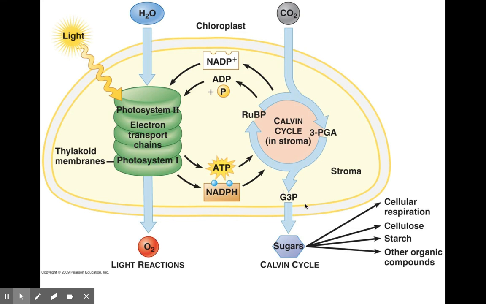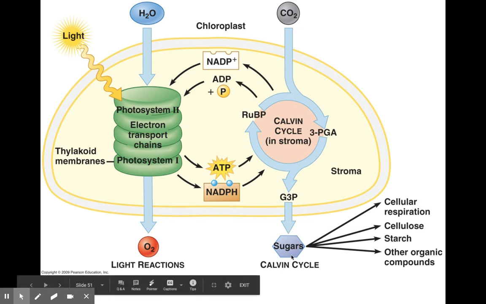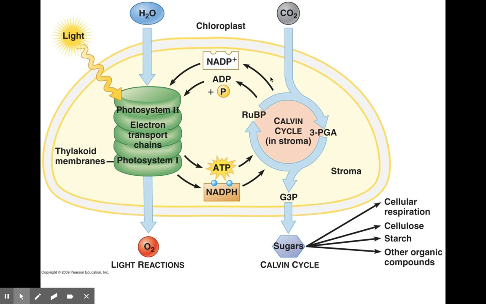And then G3P is used to make all kinds of things, right? Sugars that can be used for cellular respiration, that can be used to make cell walls, that can be used to store later as starch, or to make other things like proteins and lipids and nucleic acids. So this is really important, this G3P molecule that is made. And then the byproducts, NADPH is turned back into NADP plus, and the ATP is turned into ADP plus phosphate, which goes back into the light reactions to come back around again. And that is photosynthesis.